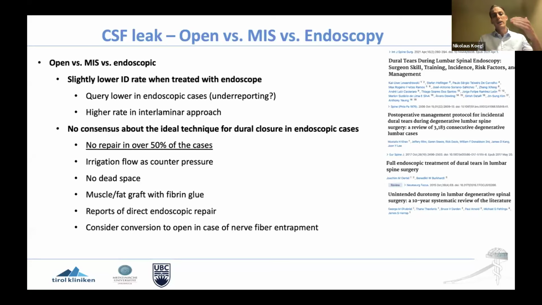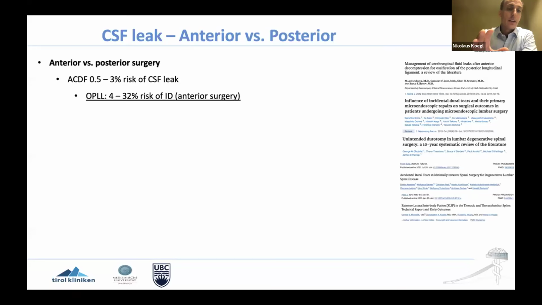So therefore, I would recommend keeping your conversion rate in mind, or be generous and open for an open treatment in case you have a nerve root entrapment, for sure. Now, ACDF has a super low risk of CSF leak, but it can be troublesome and difficult to address. If you don't do a corpectomy, you usually can't really close it directly. Use a TachoSil or a different type of collagen fleece and fibrin glue to augment things.